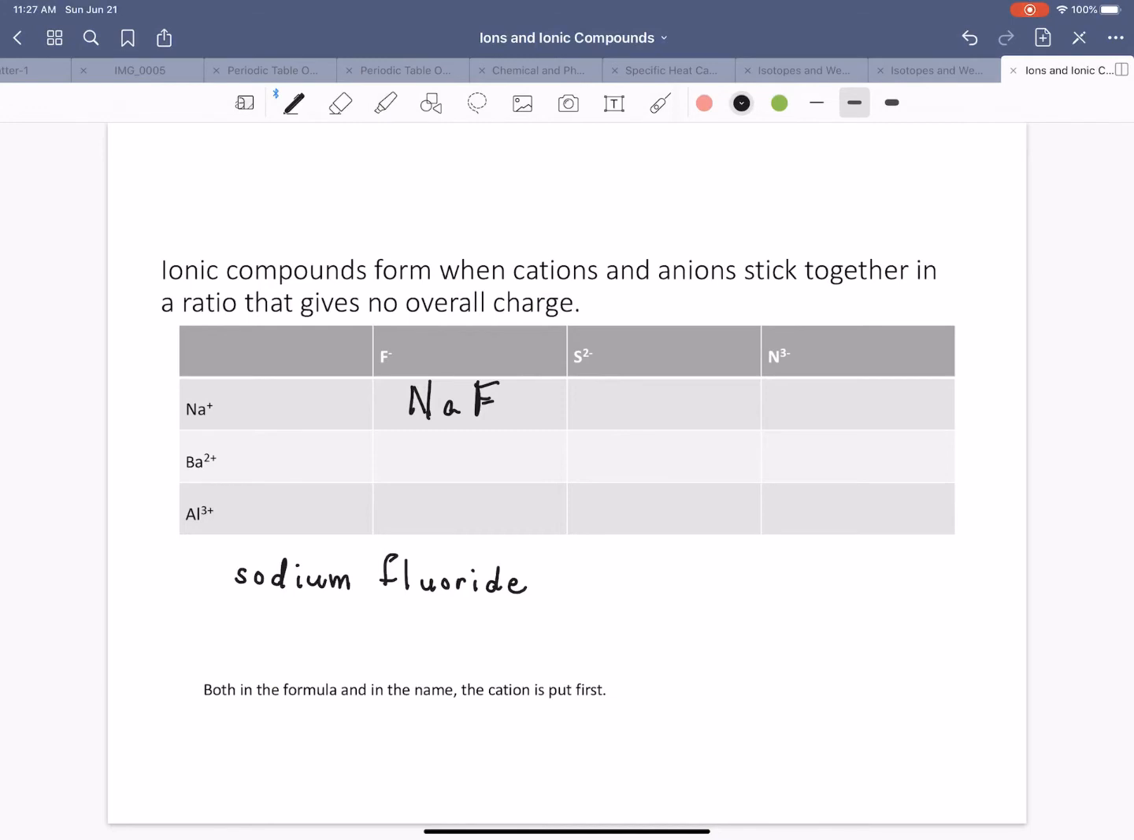Okay, so barium has a +2 charge and fluoride has a -1 charge. We're going to need 2 fluorides, 2 -1s, to balance out that +2 charge.